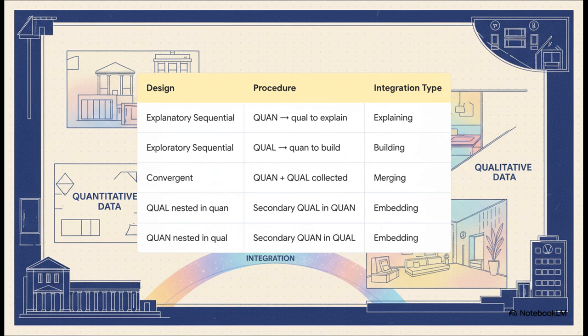So if your goal is to explain some numbers you found, you're going to use an explanatory sequential design. If you need to build a great survey based on what you learned from interviews, you go with exploratory sequential. Need to merge two different data sets for one big picture? That's convergent. And if you just need to embed a small piece of data to support a larger study, you'll use a nested design. It really all comes down to the kind of integration your question needs.